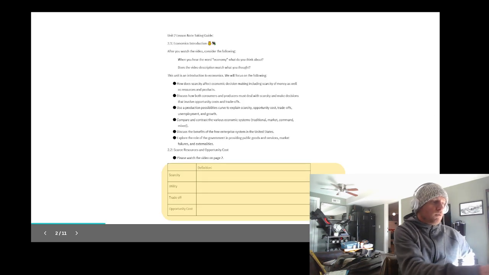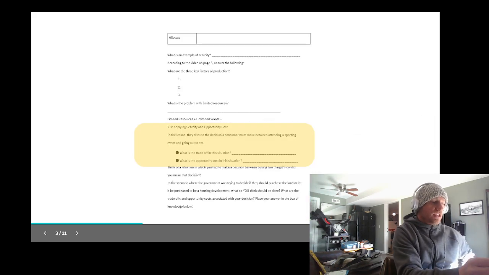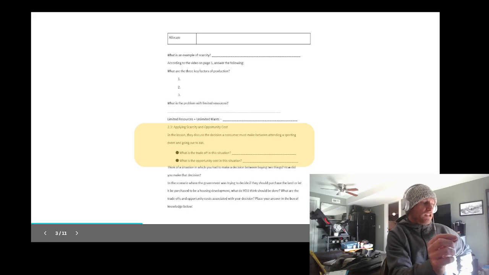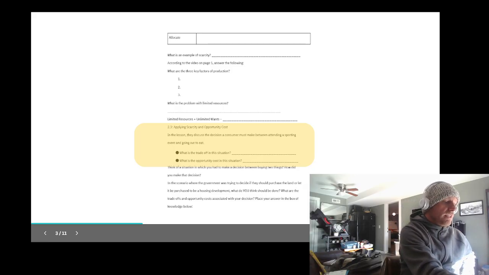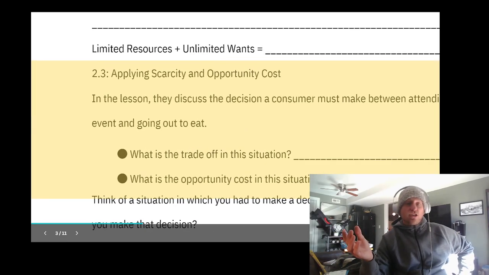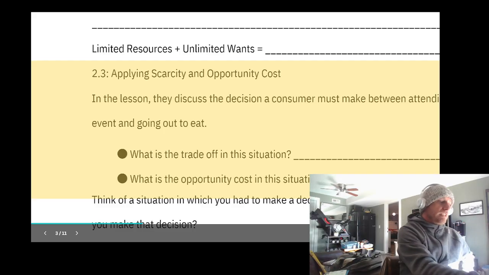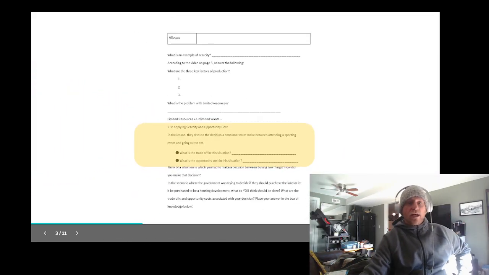For that one, you will look on page 2 of your lesson note-taking guide under 2.3, and that's talking about opportunity costs. So you'll definitely want to know that area right there for that question. Let's ask another question that you might want to know.